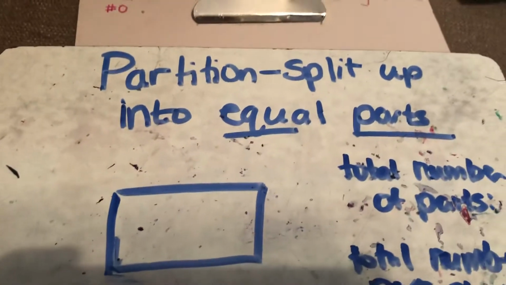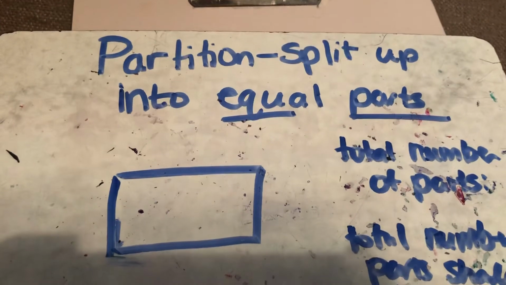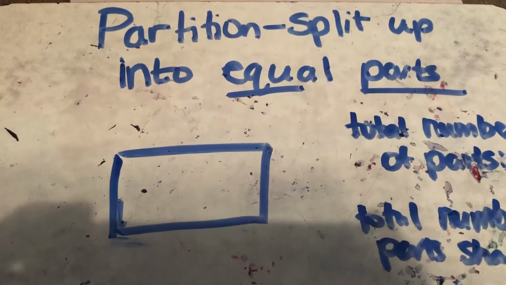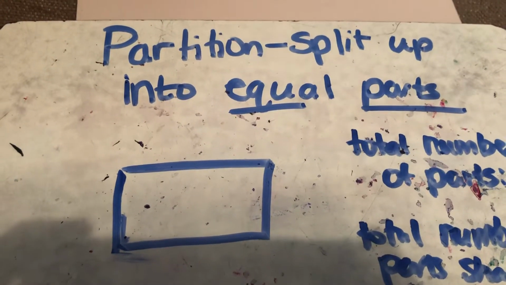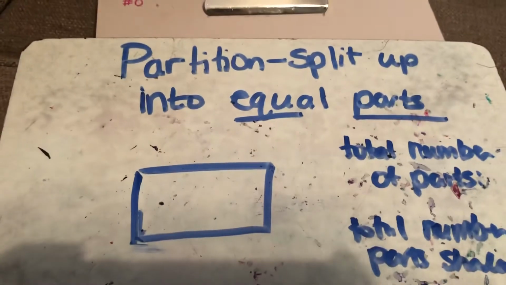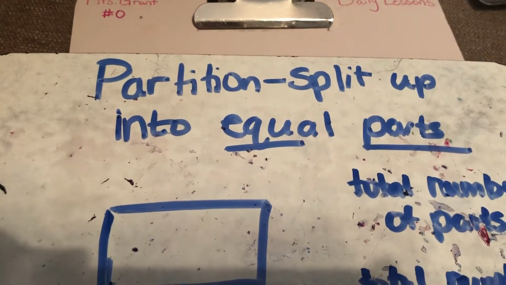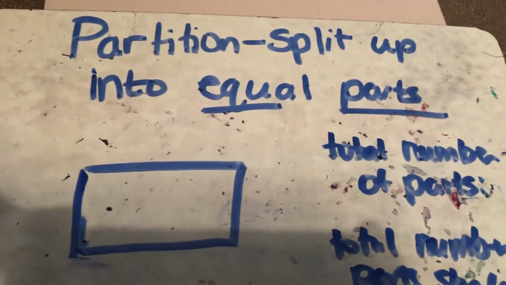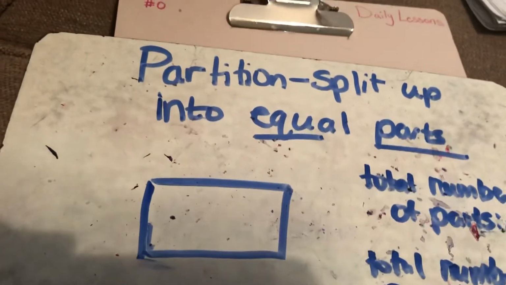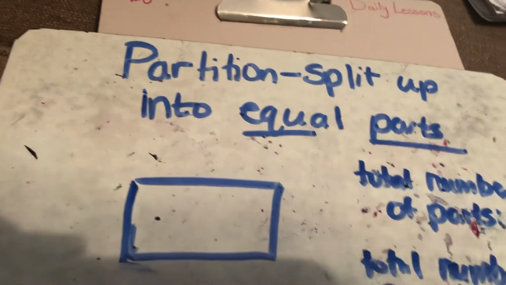Morning, parents and students. Okay, so today we're going to do Module 5, Lesson 5. No, you don't need your books. Okay, this is all online. So we're going to look at the word partition. That's split up into equal parts. That's just another way to say that we are cutting something up into equal parts.